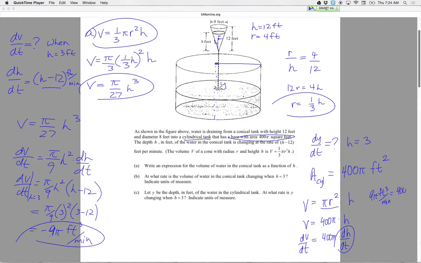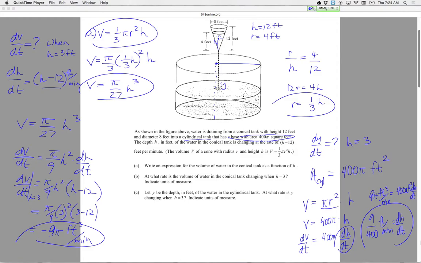Equals 400 pi. And what are the units for 400 pi? Feet squared. Times dH/dt. Divide by the 400 pi. What's going to happen to the pi's? They cancel. What's going to happen to the feet? Feet cubed divided by feet squared, you're going to end up with feet per minute. So you're going to get 9 over 400 feet per minute for dH/dt. There's your answer.